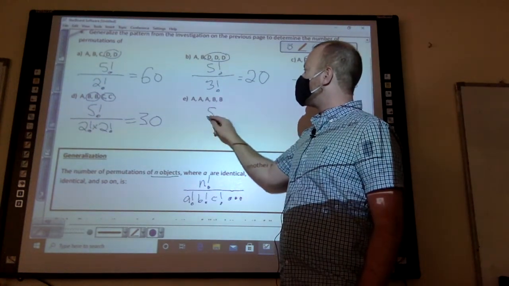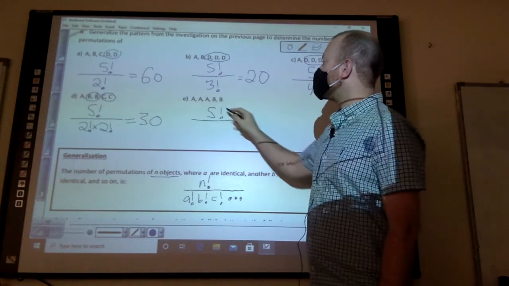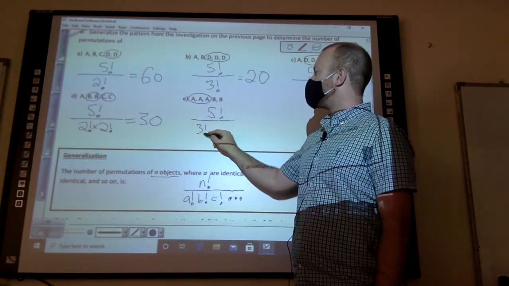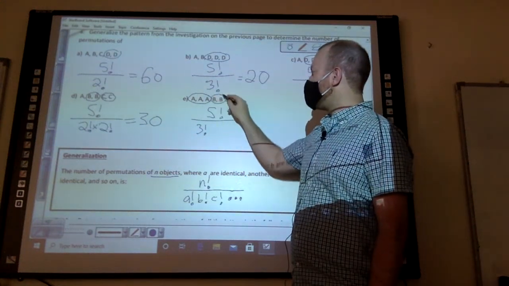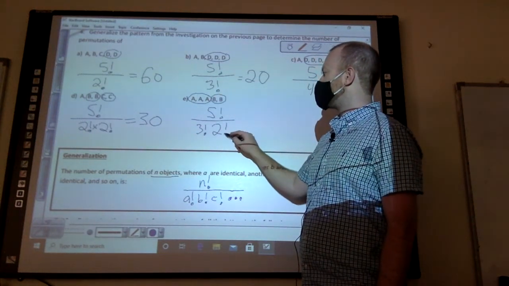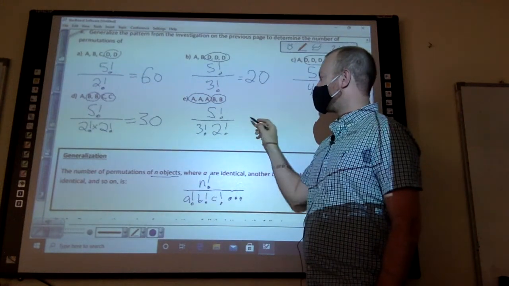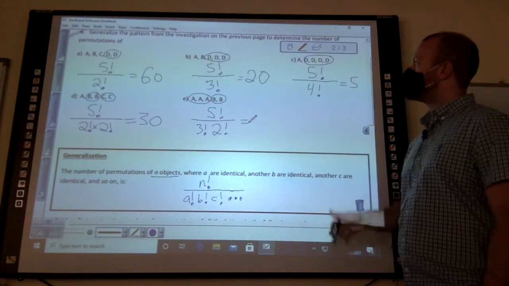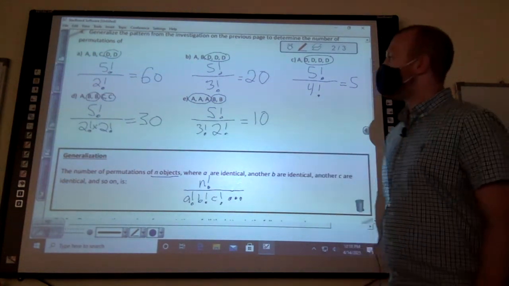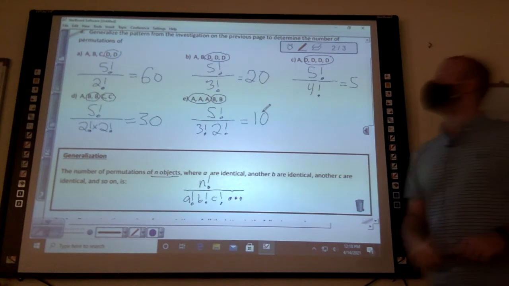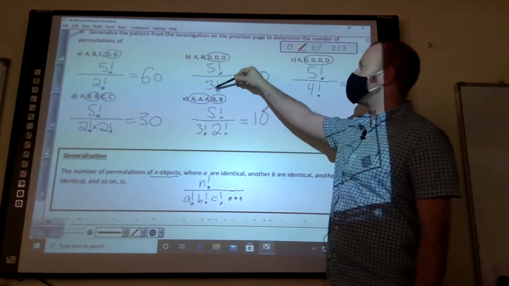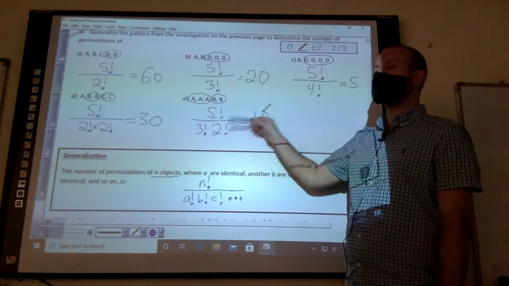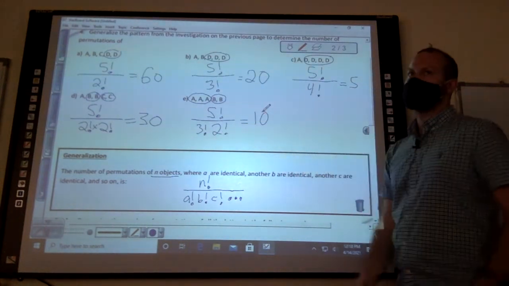So then the next one, again, we've got 5 factorial over, I've got a triplet of A's, so 3 factorial. I've got a double of B's, so 2 factorial. And again, you'll probably have to put a times in there. So let's see, what does that give us? So 5 factorial over 3 factorial is 20. So that's this part, and then I'm dividing by 2 factorial, which is just 2, so 20 divided by 2 is 10.